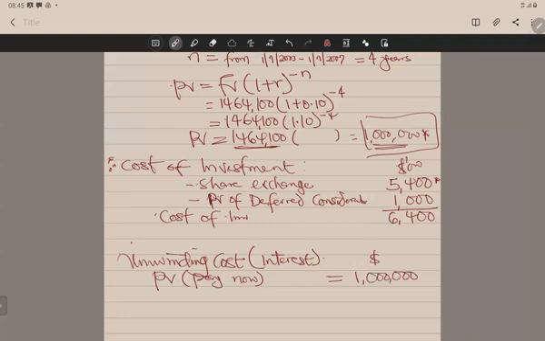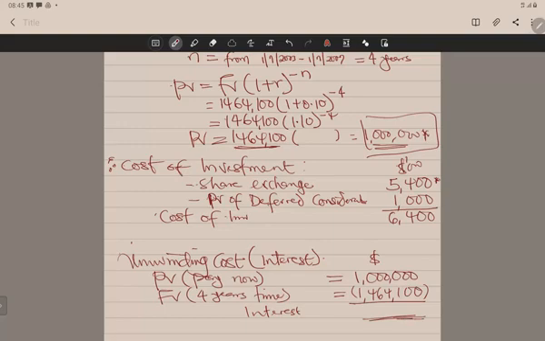But because we are paying it in the future, which is in 4 years' time, how much are we paying? We are paying 1,464,100. Now, how much has been added because we are not paying the money now? That is your interest. It's like you borrow money in the bank.